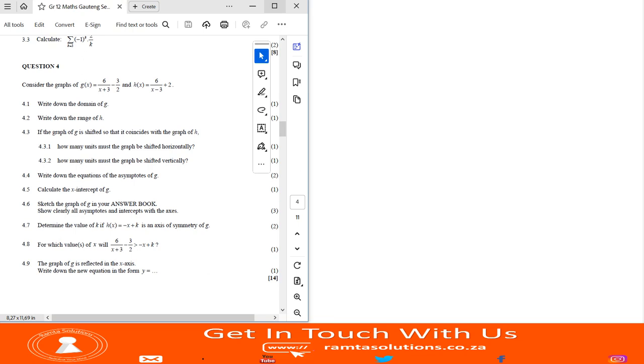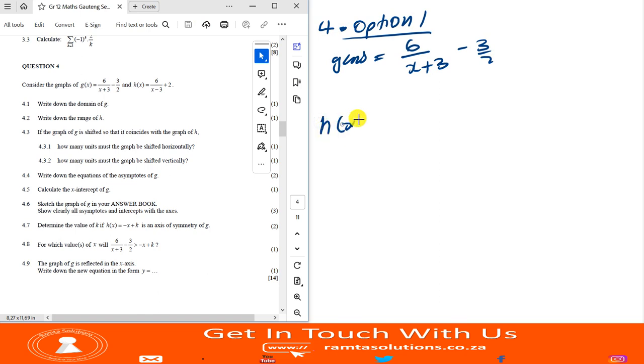Let's get into it. So 4.7, I do this in 2 ways, guys, and I'm going to show you those ways. Okay, so I'm going to say option 1. Remember you have g of x equals 6 over x plus 3 minus 3 over 2. So what you do with this one, they called it h. You will say h of x is equal to negative open bracket. You're going to take these guys as they are.